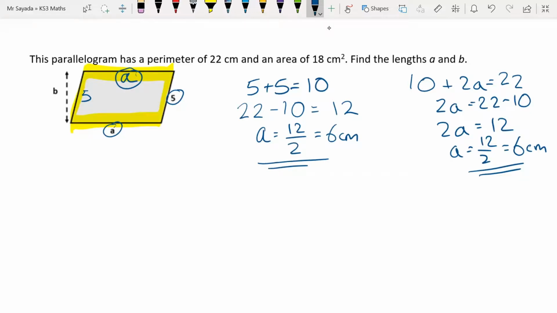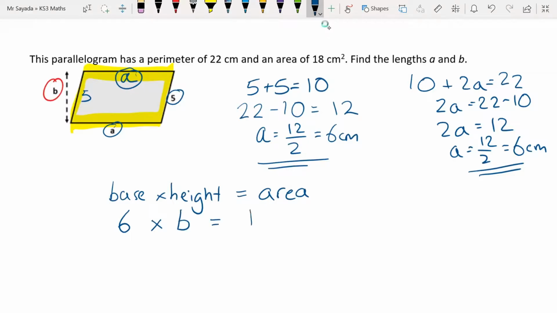Now that we've worked out that A is 6 centimeters, we can work out B, because we're told the area is 18. So base times height equals area. I'm not writing B this time because, confusingly, B on the diagram is actually the height here. So that is a little bit confusing. So I'm going to write it clearly. Base times height equals area. The base I've just worked out, which is A, is 6. The height, what I don't know, is B. I'm just going to write that as B. And that equals the area, which is 18.